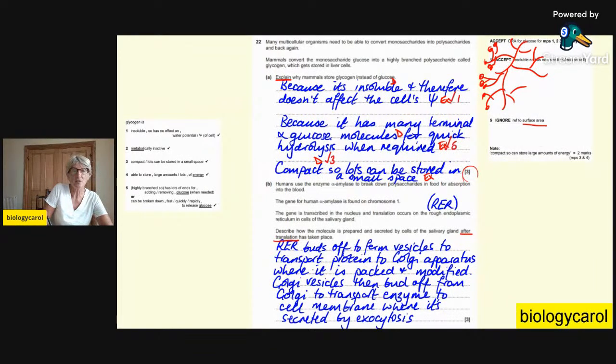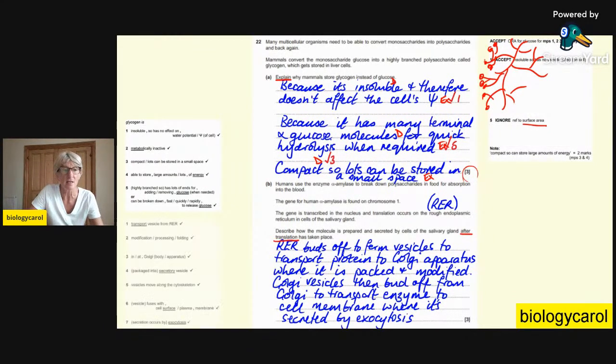RER buds off to form vesicles to transport the protein to the Golgi apparatus, where it is packed and modified. There's my 2 functions of the Golgi in my answer, showing that I know what the Golgi apparatus does. Golgi vesicles then bud off from the Golgi to transport the enzyme to the cell membrane, where it is secreted by exocytosis. Notice that I'm sounding as intelligent as I can, using as many terms as I can.